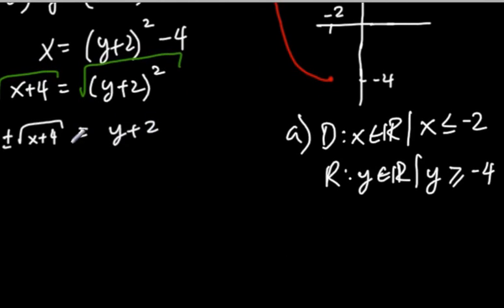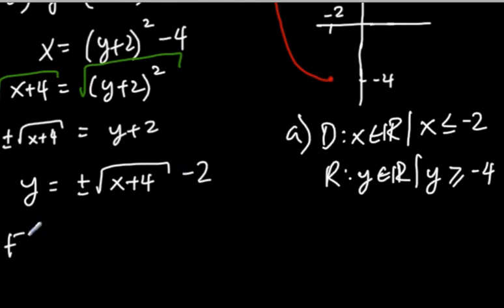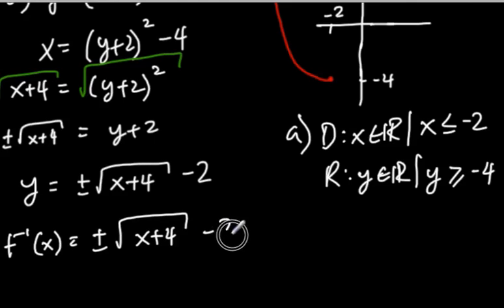And let's solve for this. So y is equal to, if I subtract the 2, plus or minus square root of x plus 4, minus 2. And our inverse function, therefore, is plus or minus square root of x plus 4, minus 2. Now recall that we can't have both. We can't have a plus or minus. It's just one of them. But we're going to find the domain and range of this function and then determine whether it's supposed to be plus or minus.